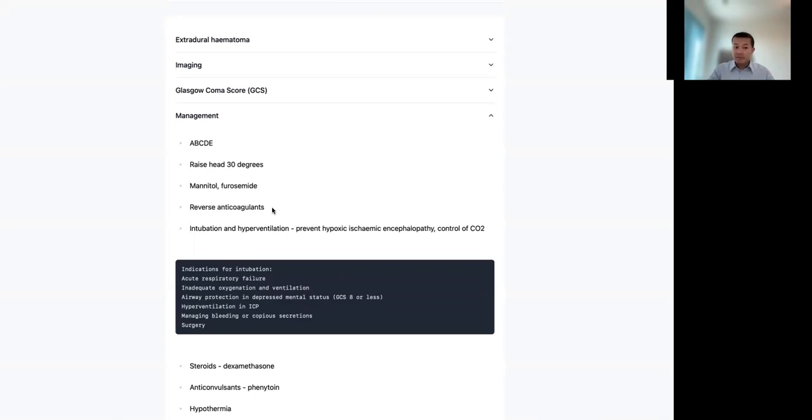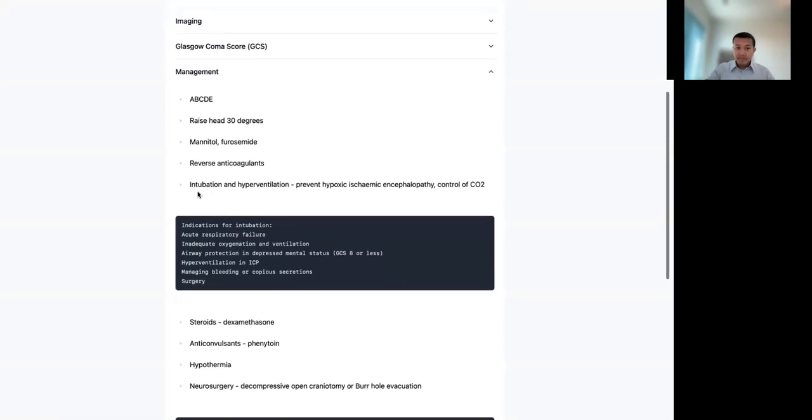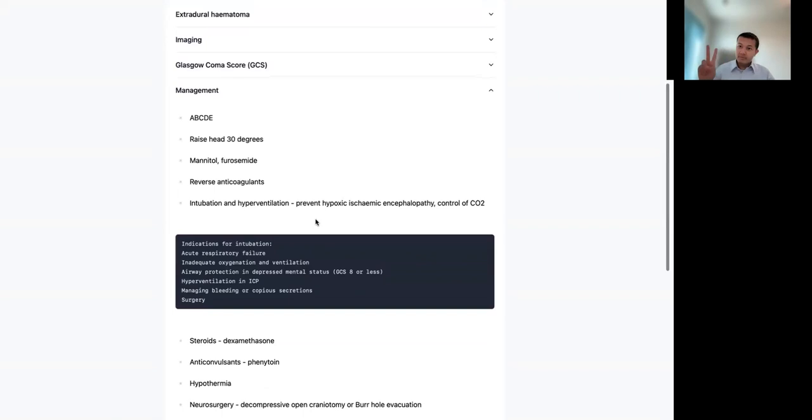Vitamin K, we don't usually use that in emergency situations because it's going to take at least quite a few hours. Right. Next, intubation and hyperventilation. This is to do two things. One is prevent hypoxic ischemic encephalopathy. As we said, the neurons are quite sensitive because after a few minutes, they start to die. So you have to continuously provide oxygen to the neurons.